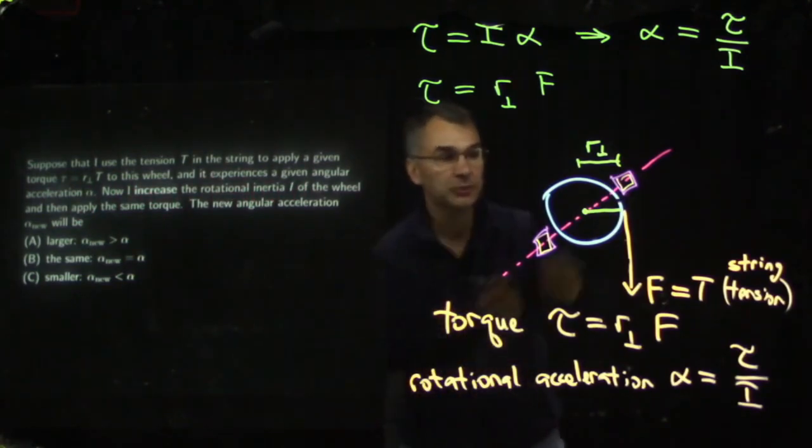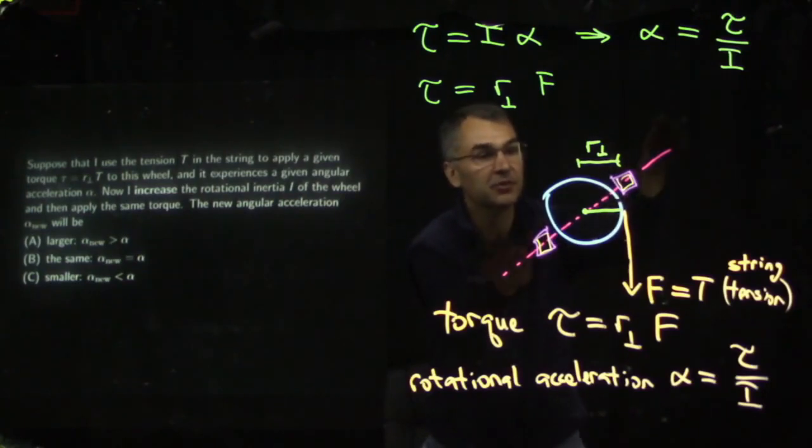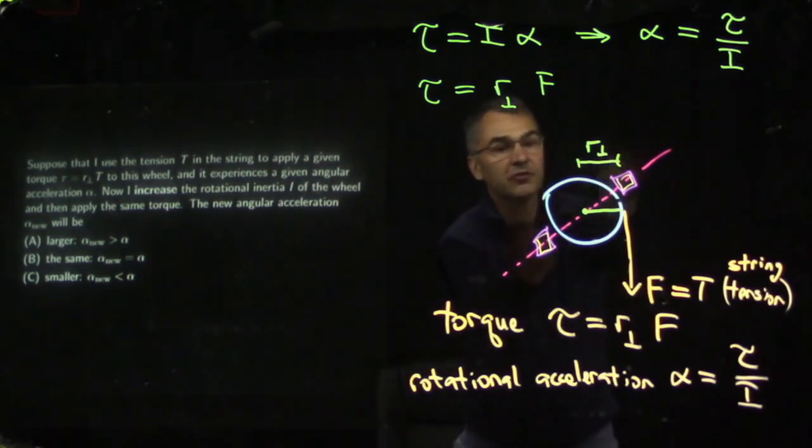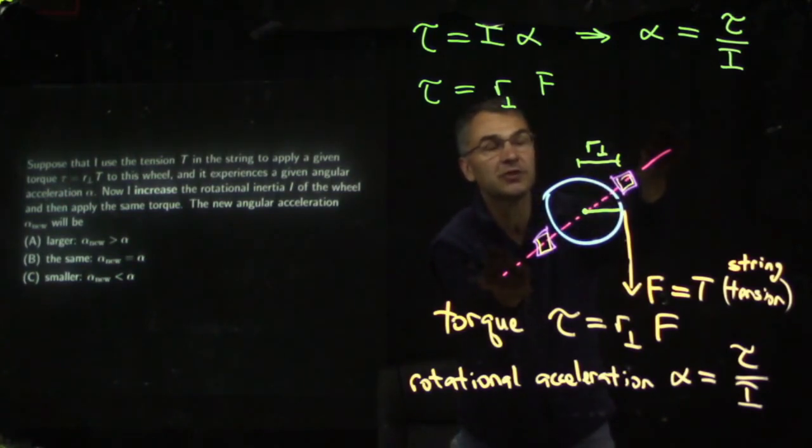Well, this particular wheel has some adjustable masses, and they're positioned symmetrically, so I can put them both in close to the axis, or I can put them both far away from the axis. By doing that, that mr squared factor increases or decreases the rotational inertia of this big wheel. Somehow I'm moving the mass closer to the axis to reduce the rotational inertia, or I'm moving the mass farther away from the axis to increase the rotational inertia.